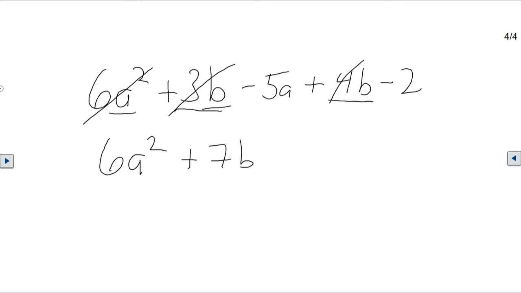And then I look at my last terms. I've got a minus 5a. Well, that doesn't combine with negative 2. So I'm just going to rewrite that. Rewrite my minus 2, and then I'm done. So this one, we went from 5 terms to 4 terms. That's all we can do on this one. Again, we're just trying to shorten it as much as possible. We're not going to always get down to a single term. We're just going to leave it like that.